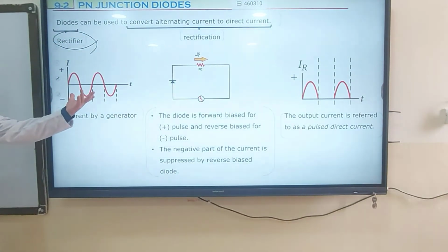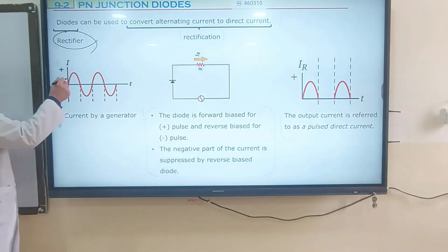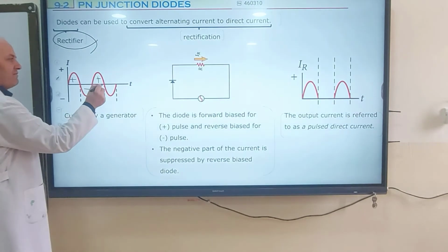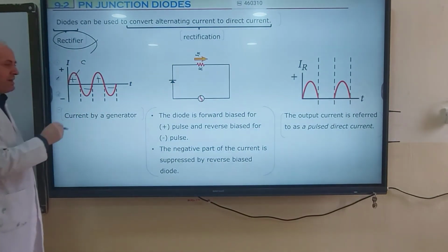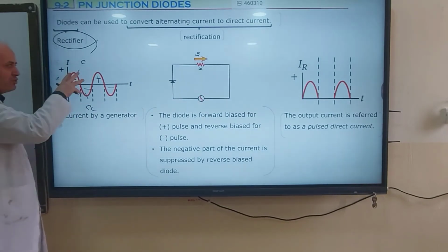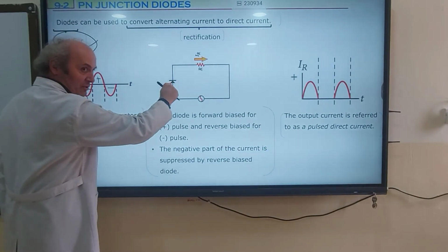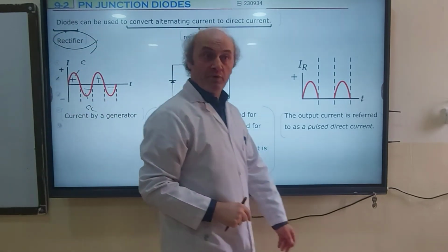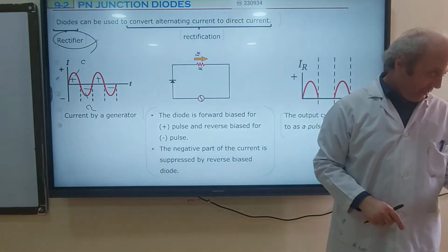This is an AC output of a generator. We know that: one positive, one negative, one positive, one negative. Say that positive current is clockwise and negative is counterclockwise. You join this generator to a resistor, but there is a diode as well. You know that a diode only lets electric current flow in the direction of the arrow.